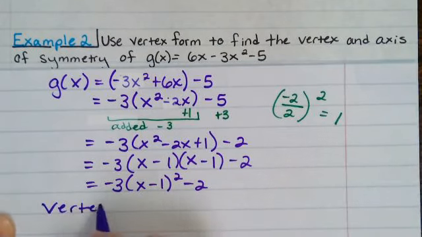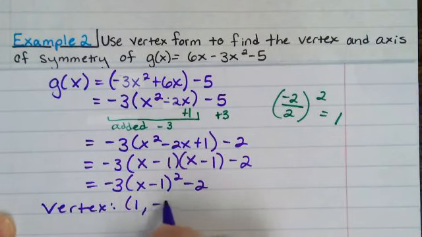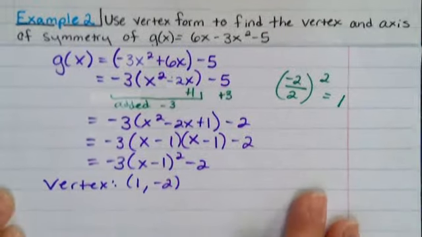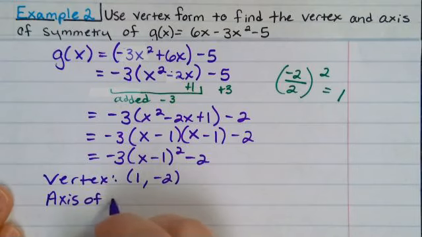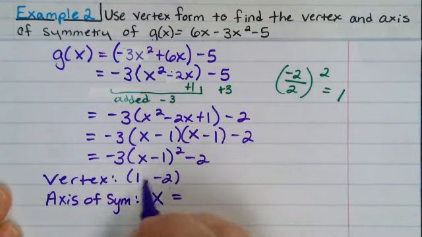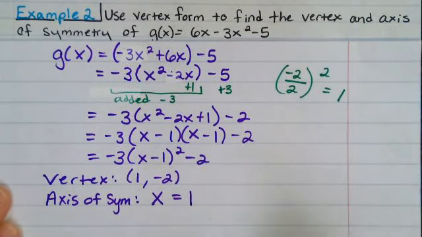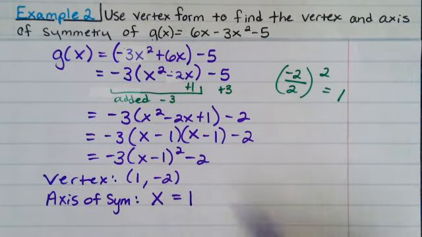Well, okay, vertex, that's going to be at (h, k), right? So this is going to be a positive 1, negative 2. You're going to take the opposite for your h, okay? The opposite. And my axis of symmetry is going to be at the line x equals whatever the h was, x equals 1. That's all they asked me for. So that's cool. We got it in vertex form. We can find the vertex and the axis of symmetry.